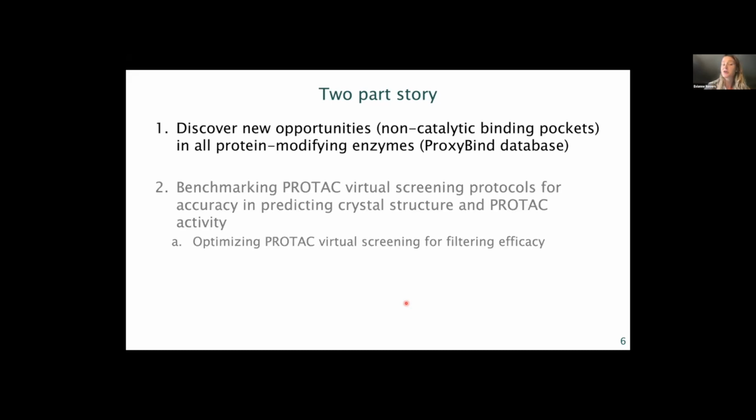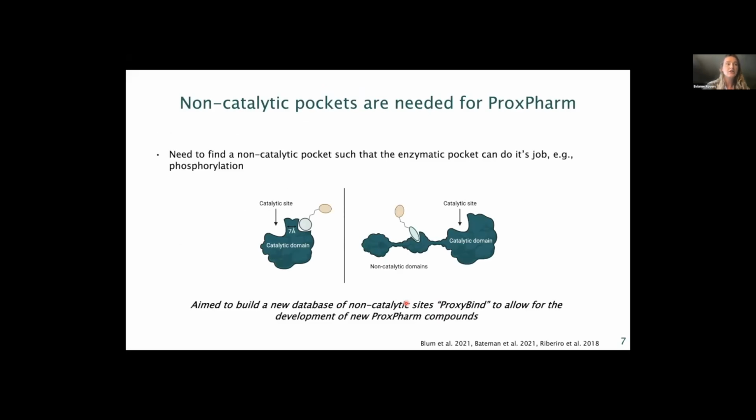But first I will be talking about the new opportunities. The new opportunities I look for are in the form of non-catalytic pockets in protein modifying enzymes. And you might be wondering why non-catalytic. It is because we want to keep the catalytic site available for the reaction that we want to take place. For example, in a protein kinase, we want to keep the catalytic site available for the protein phosphorylation.